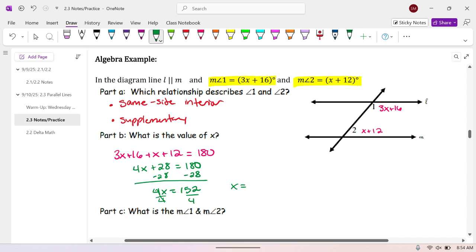38, I think, right, guys? Yeah. So 38. Now, that is not the angle measure. That's just what x is equal to. All right. So if I wanted to find the angle measures for angle 1 and 2, what do I need to do? Plug it back in for x. So I'm going to take this and plug it back in for x.